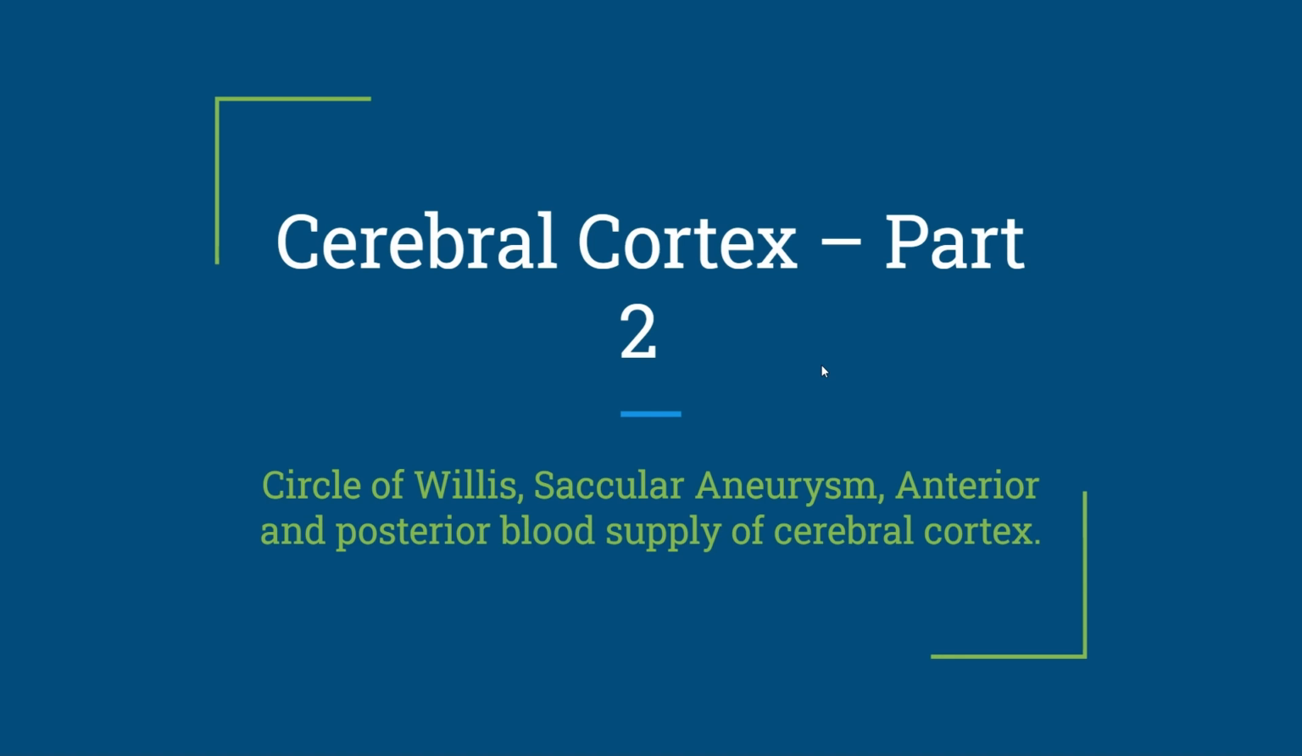Please review the first part so you can understand the major lobes of the cerebrum and also to see what are the primary motor or the sensory areas that are associated with it. Here we are going to learn about the circle of Willis, the saccular aneurysm, anterior and posterior blood supply of the cerebral cortex.